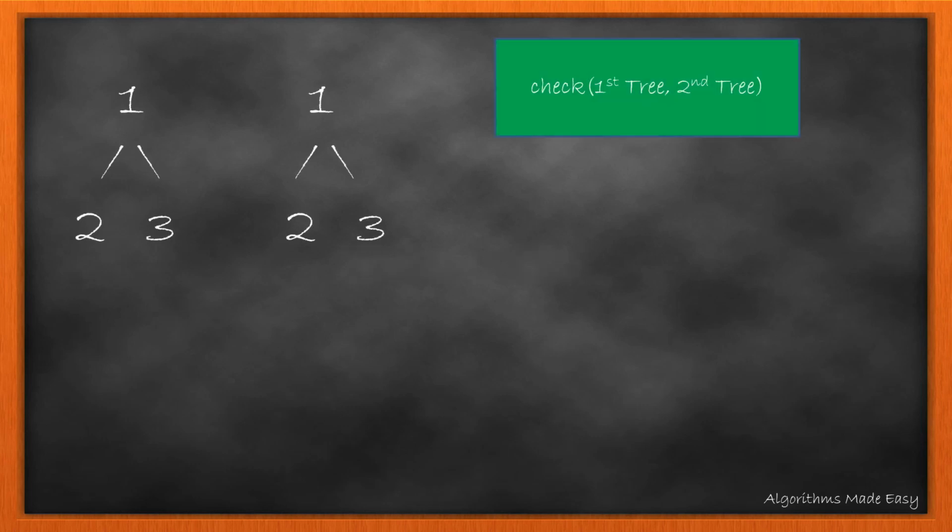We will take a method check which will have two parameters. These two parameters will be the root of the two trees, which in this case is 1. We will first check if both values are null, then we return true. If any one of the values is null, we return false. Then we check if the values of both the nodes are equal or not. If not equal, we return false. Else, we return the AND of the recursive call for both left and right subtree.